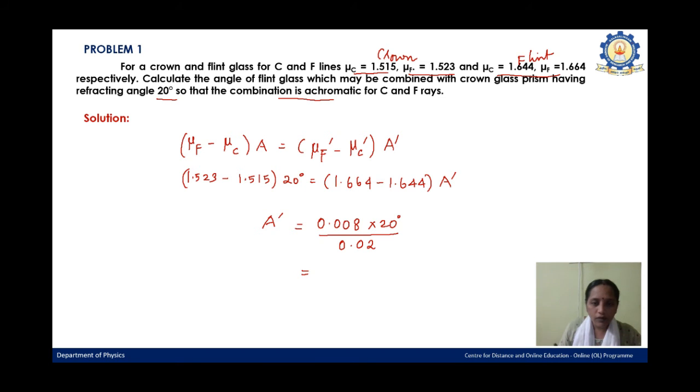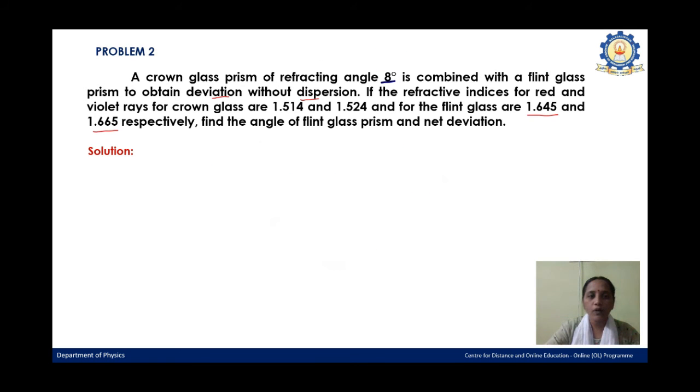So you just work it out in the calculator and find the solution. If you divide by 0.02, the answer should be 8 degree. So this is the angle of the prism for flint. This is very simple now. All you have to remember is the condition for achromatic combination, right? Let's move to the next problem.